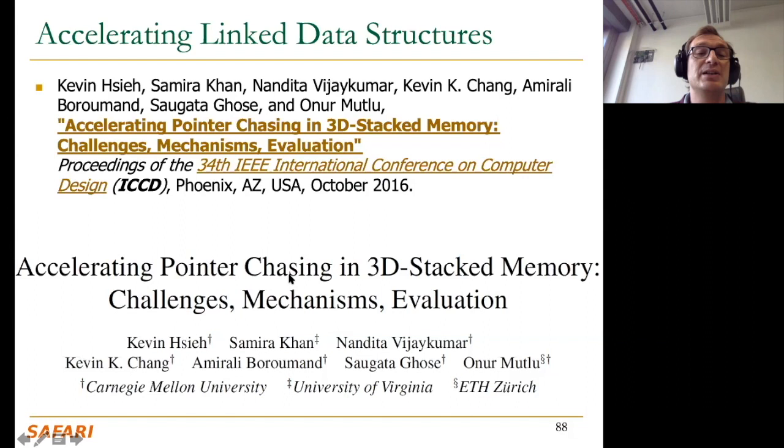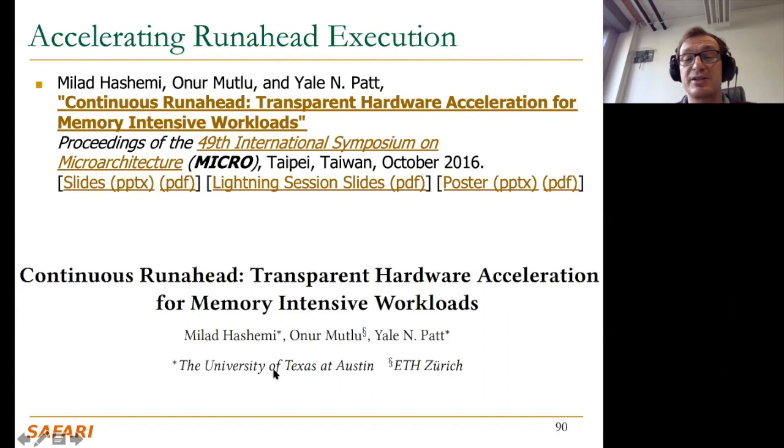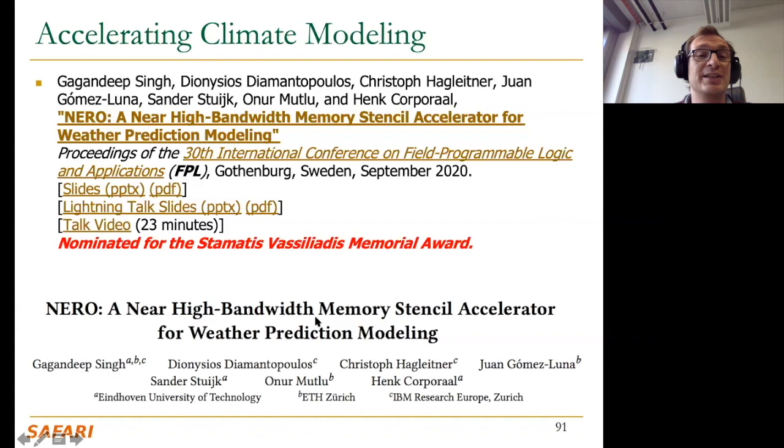This is also automatically accelerating dependent cache misses on the memory controller side. Not in 3D stack memory, but in the memory controller side of a traditional system. You offload things into a memory controller, and this is actually doing prefetching in the memory controller. You can take a look at that also. There are also some new works we have done that look at accelerating climate modeling with high bandwidth memory. You can take a look at that.